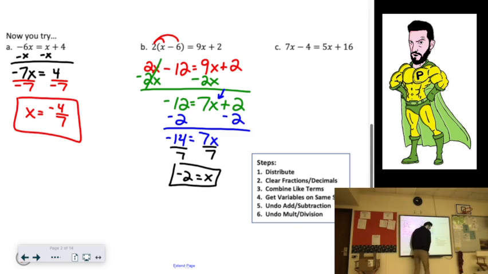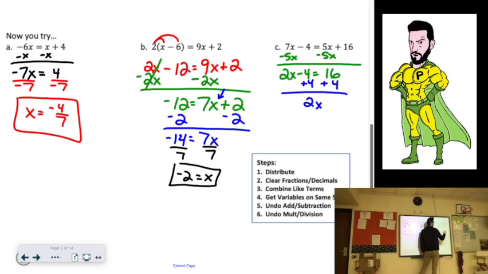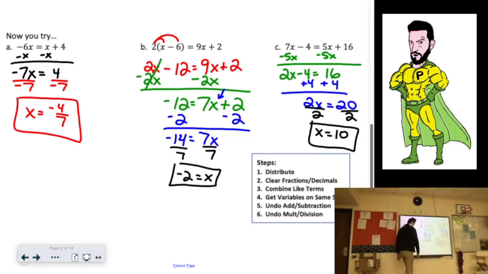Over here, our first step will be to get the x's together, so I'm going to subtract 5x from both sides. 7x minus 5x is 2x. So 2x minus 4 equals 16. We'll add that 4. 16 plus 4 is 20. 2x equals 20. And then we'll have to divide that by 2. 20 divided by 2 is 10. Great.